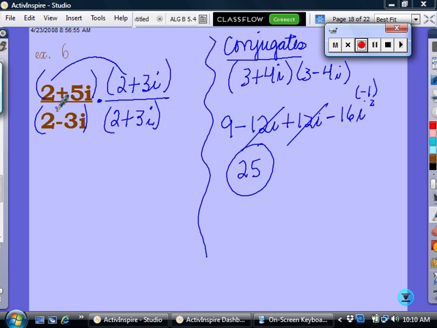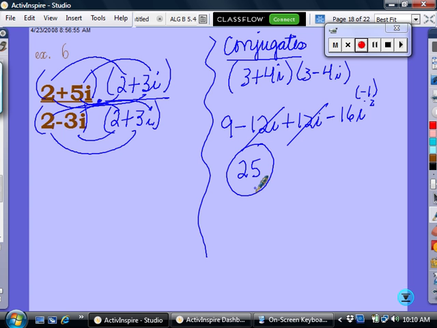I've got to do first, outer, inner, last on the top. And a lot of lines here. First, outer, inner, last on the bottom. Since I multiplied by the conjugate of the denominator, what am I for sure going to get in the denominator? What did I get over here? A real number. That's why I did it. I can't have any radicals left.